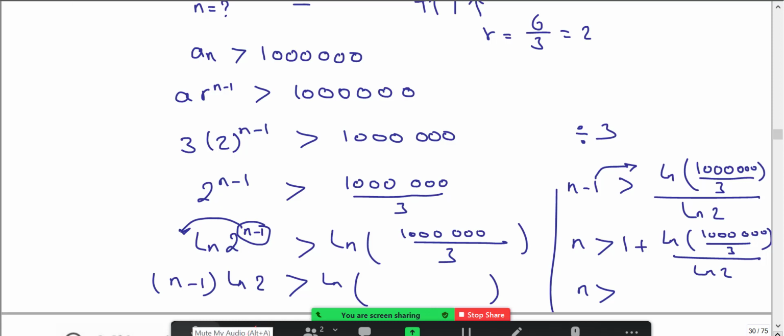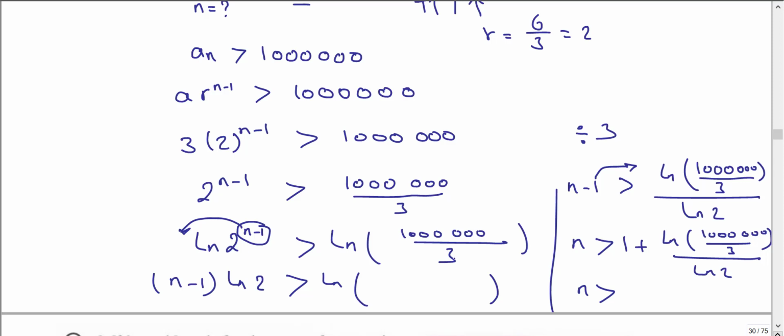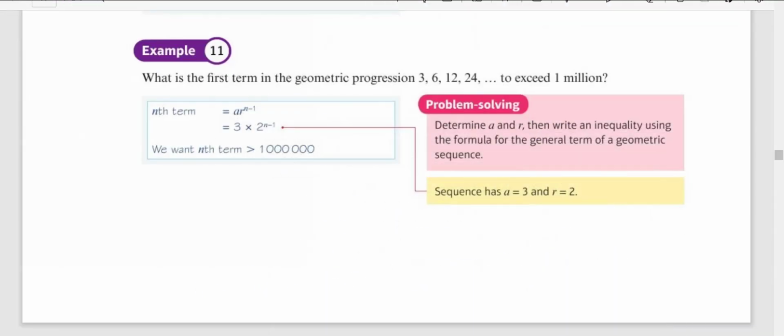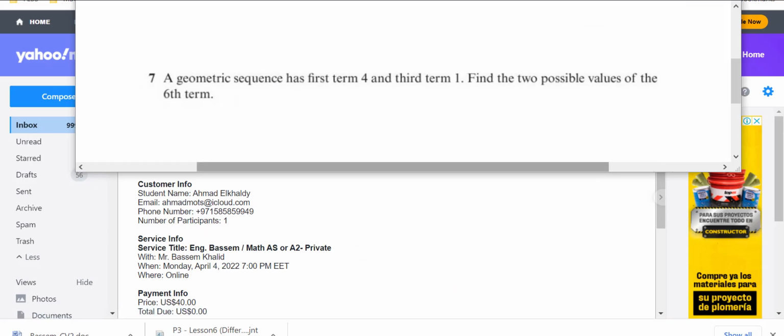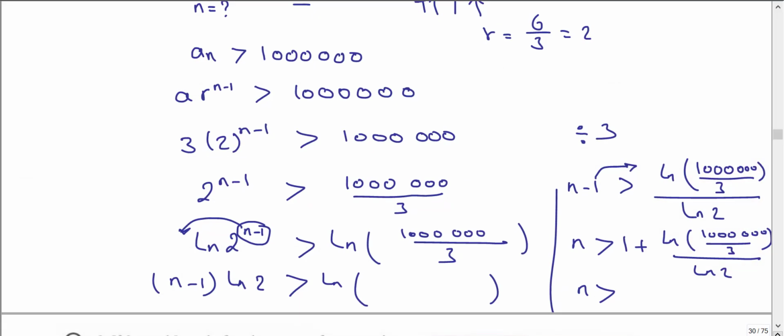So you can press ln, open bracket, press the division button, the fraction button, on the left-hand side. And you write 1 million, 1 with 6 zeros, and then over 3. Close bracket.